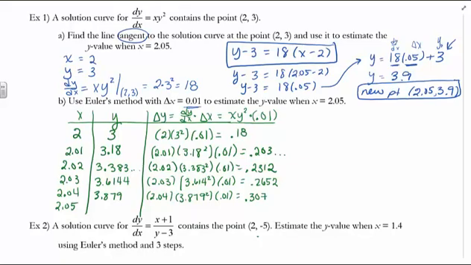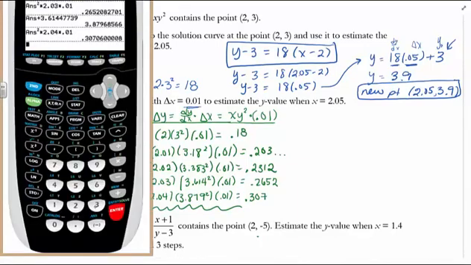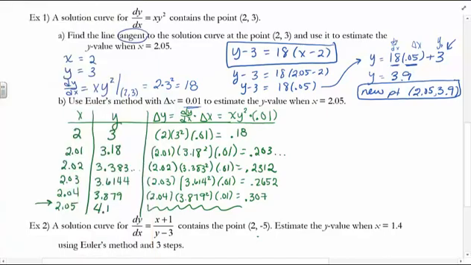Now I'm on the row of 2.05. When you get to the last row, and you know you're at the last row, you do not have to do delta y because we're about to stop. It said estimate 2.05. So at 2.05, my new y value is the 3.879 plus the 307. And I get 4.186. And there we go. So that is what we have.